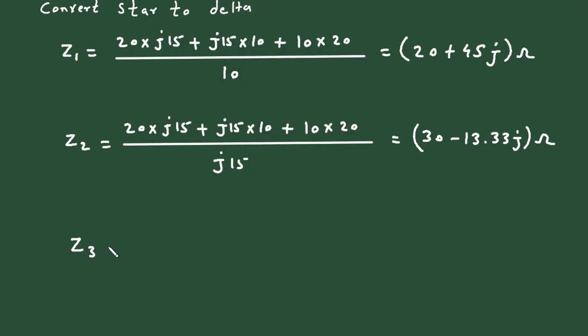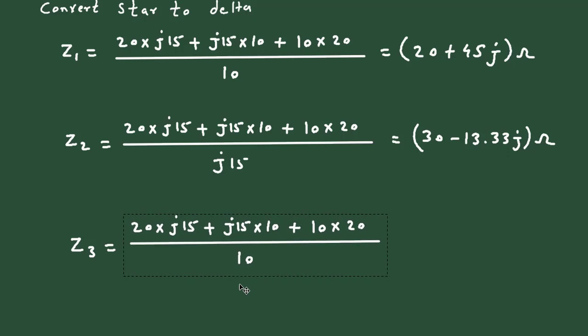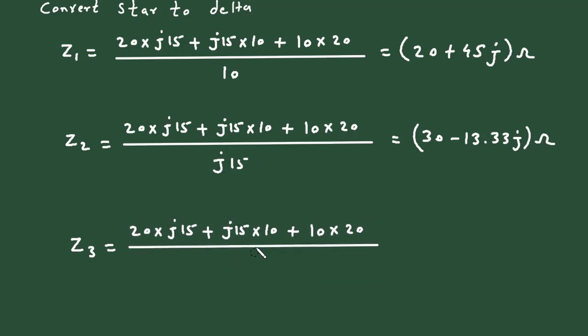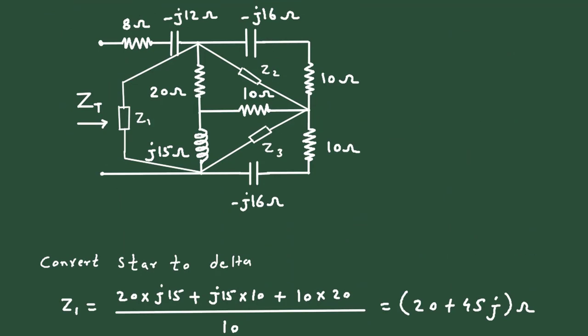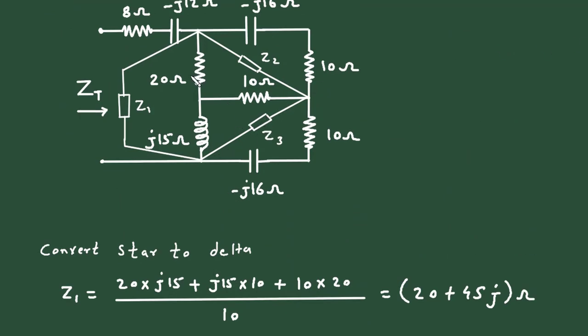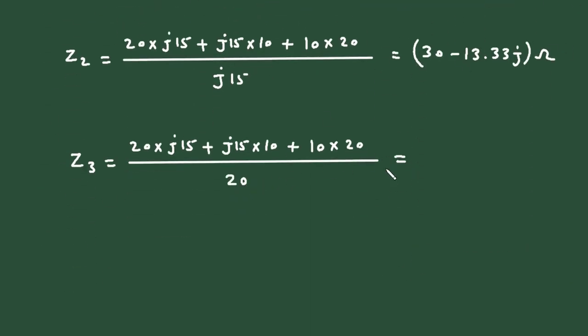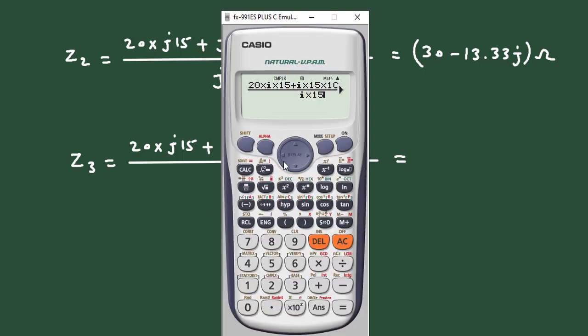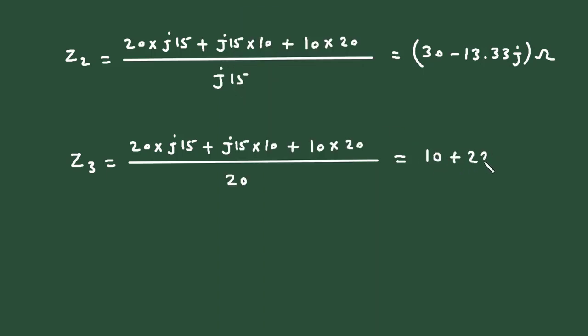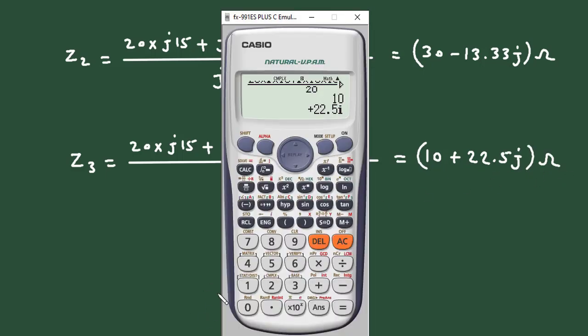Then next is Z3. So again the numerator part will remain the same. Just we have to change the denominator. For Z3, the opposite impedance is 20 ohm. So this will be 20 here. So it is 10 plus 22.5 J ohm.